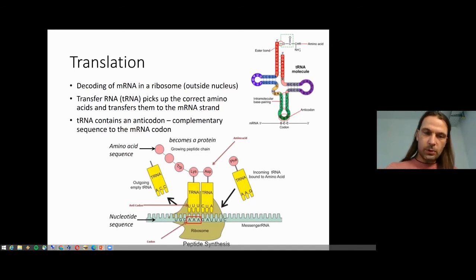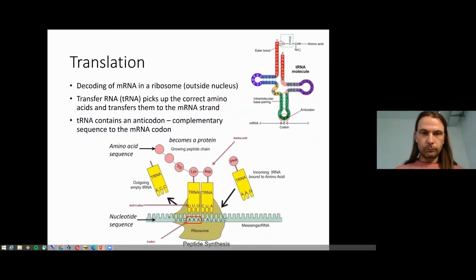The translation, this process of translating the sequence into a sequence of amino acids, takes place in what we call ribosomes. Those are outside the nucleus, and it requires another type of RNA, so-called transfer RNA. This transfer RNA molecule is shown here in the upper right, and it carries 1 amino acid. It has what we call an anticodon, the complementary sequence of the messenger RNA codon. So it comes with this amino acid, goes to the ribosome, and there a chain of peptides is synthesized as a result.